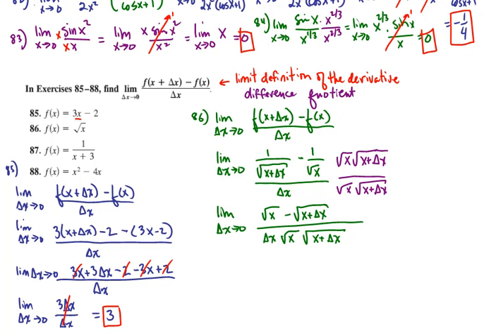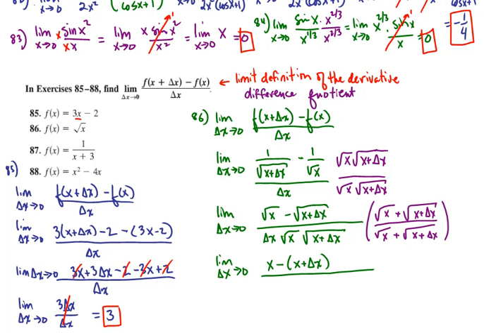And now we're going to need to multiply by the conjugate. And that would be square root of x plus square root of x plus delta x over the same thing. And our denominator is becoming increasingly complicated. But our numerator is just going to be first term squared minus second term squared, or x minus the quantity x plus delta x. And that denominator has now become delta x times square root of x times square root of x plus delta x times the quantity square root of x plus square root of x plus delta x.